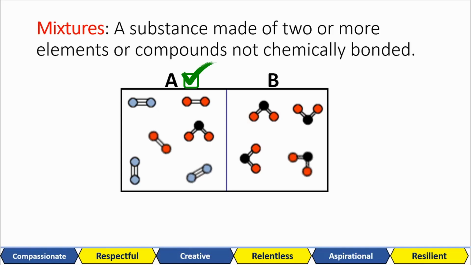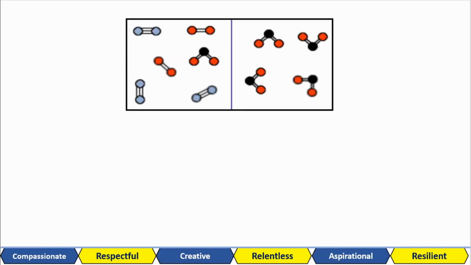A is the mixture. B is actually a compound because it's made up of 2 or more different atoms chemically bonded together. The different atoms are represented by different colors here. The chemical bonds are these lines between the atoms.